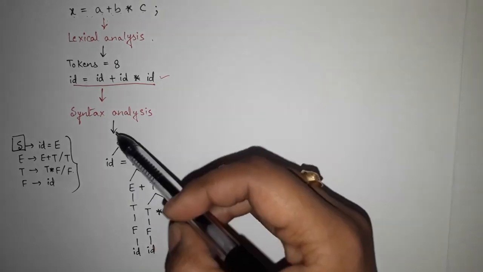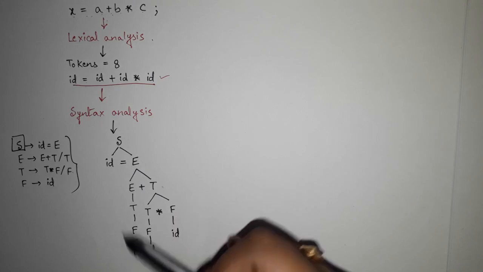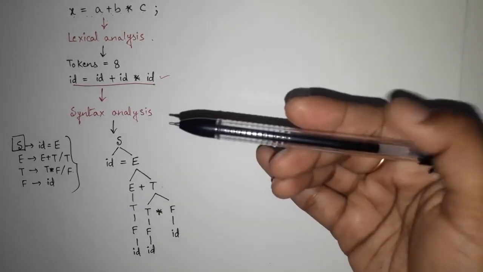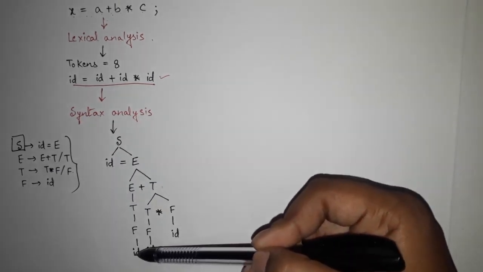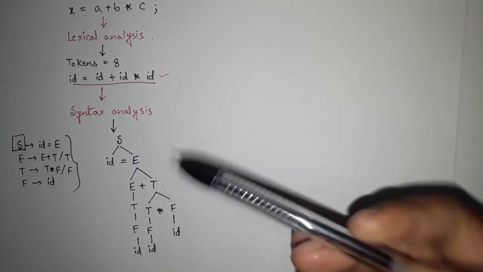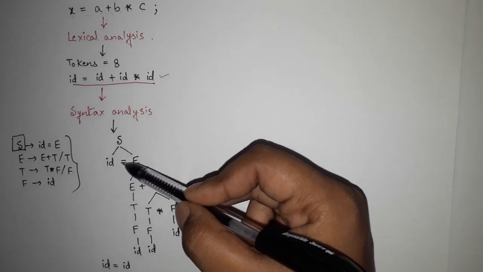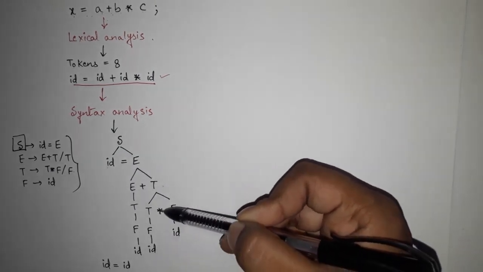So how can we parse this tree? While parsing it, we have to see only the root, right? If I see only the leaves, I am getting ID equal to ID plus ID star ID. So I am getting our required equation, that is ID equal to ID plus ID star ID. You are getting how we are doing?